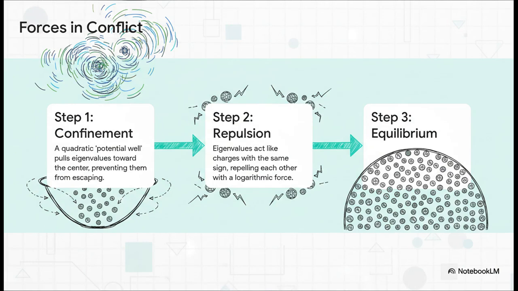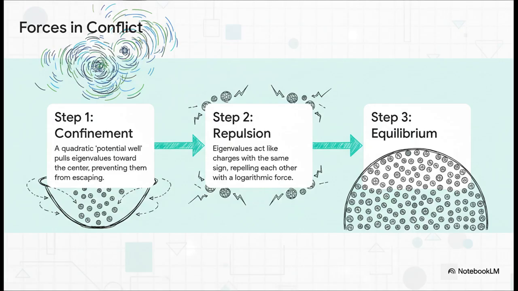So this analogy works because you've got two forces fighting each other. First, you've got confinement. Imagine an invisible force, kind of like the shape of a bowl, that's pulling all of our little particle eigenvalues toward the center so they can't just fly away. But second, at the same time, you've got repulsion. Just like we saw before, all those particles are pushing each other apart. So what's the end result? Well, you get equilibrium. That perfect semicircle shape is the stable, lowest energy arrangement where those two competing forces find their perfect balance.